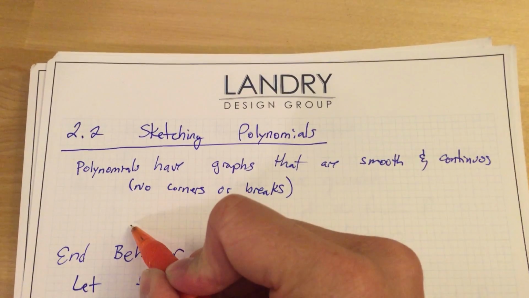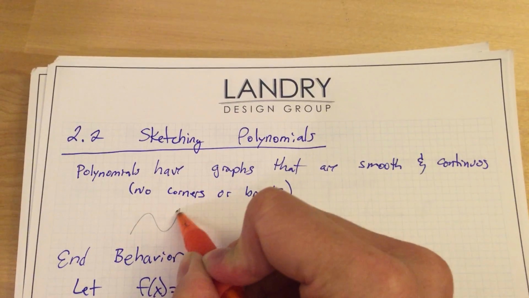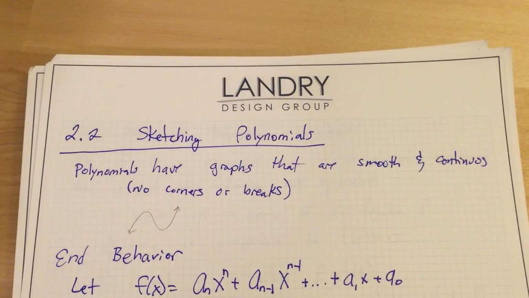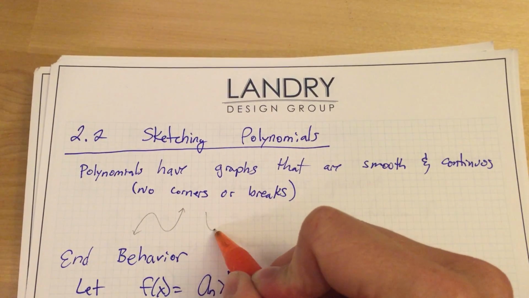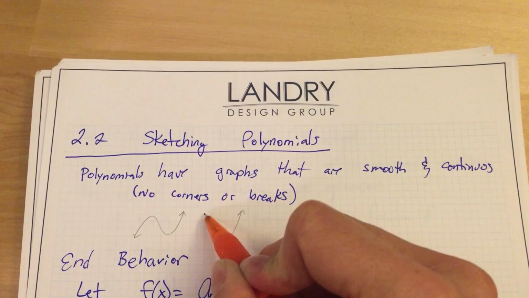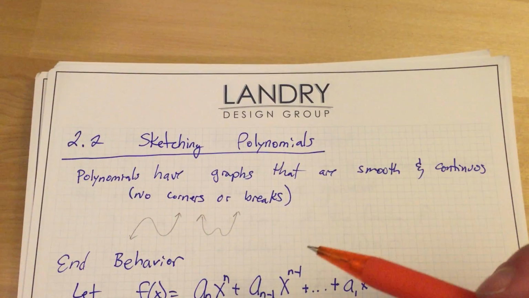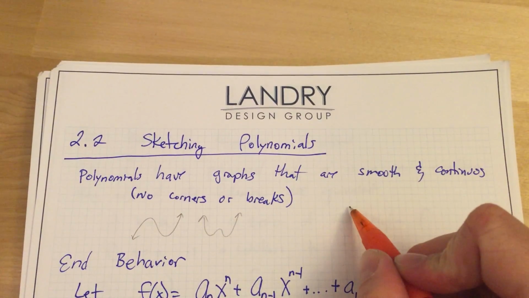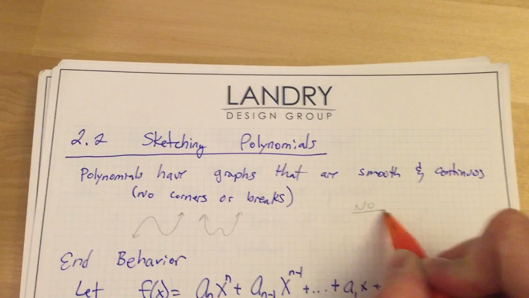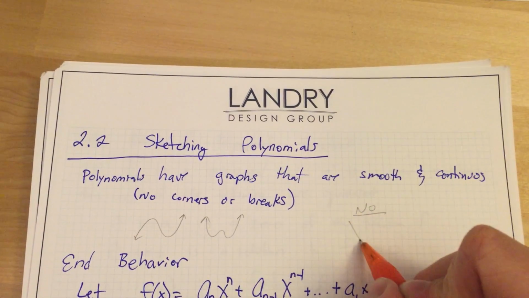So an example of something would look beautiful like that, right? Maybe something that looks like a W. Those are all great polynomials. Again, I'm not drawing an x-axis or a y-axis. These would be non-examples, right? So these are like no's, right?